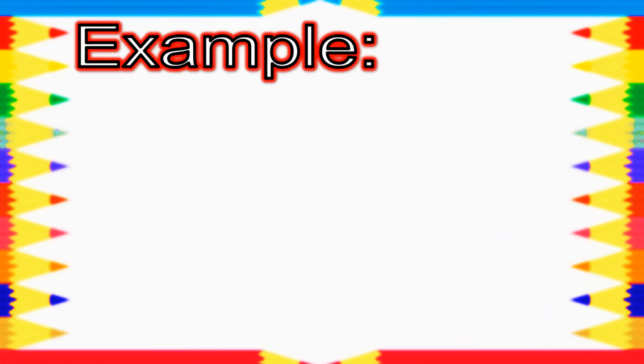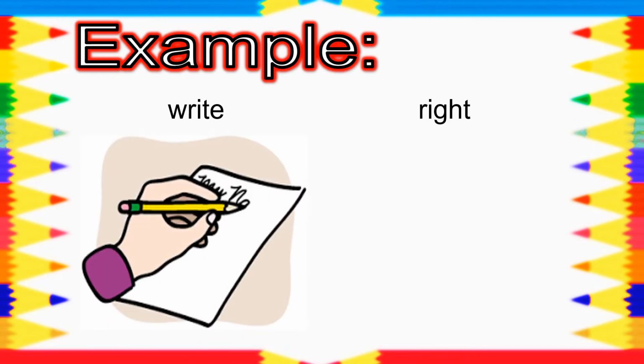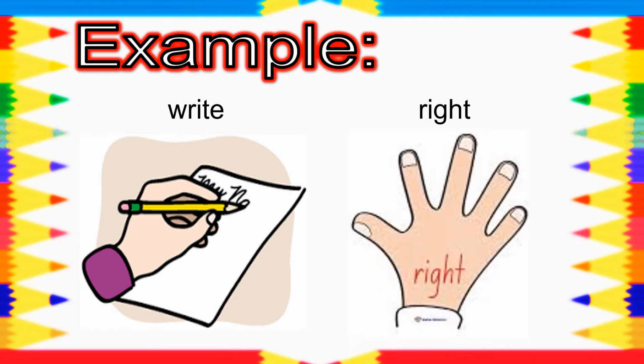Another example, we have the word write and right. So the same, different in meaning and also different in spelling. The first write here is referring to when you're writing a letter. It's showing action. The first word write is referring to a verb or an action word, while the second right is referring to our right hand. It's part of our body.